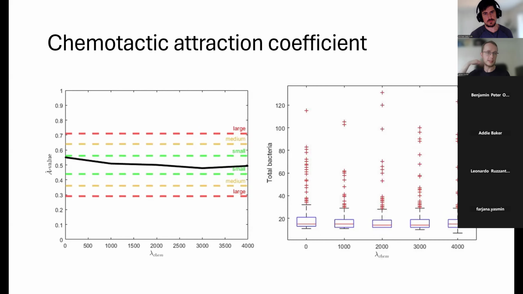The next one we investigated was the lambda chemotaxis parameter. Starting from the default value of 2,000 and checking all the other multiples of 1,000 from 0 to 4,000, there was no substantial difference in the results.